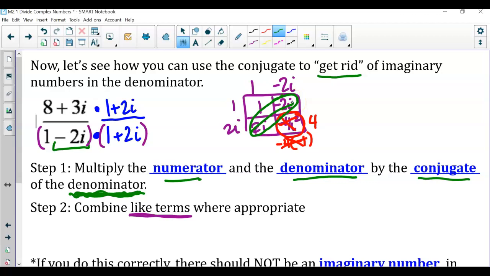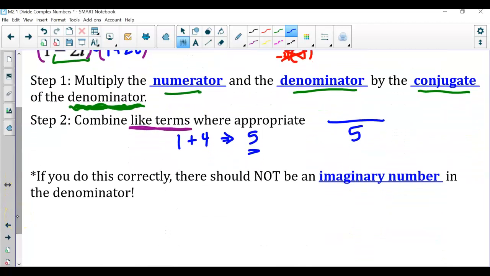So when we're combining those like terms here, notice how you're just left with 1 plus the 4, which is just 5. So notice in the denominator, what used to be 1 minus 2i, then multiplying by its conjugate, we ended up with 5, a real number. That's why we multiply by the conjugate, because whatever we end up with here in the denominator, there cannot be an imaginary number. So again, you'll know that you do this correctly if there is no imaginary number in the denominator. So like this example here.